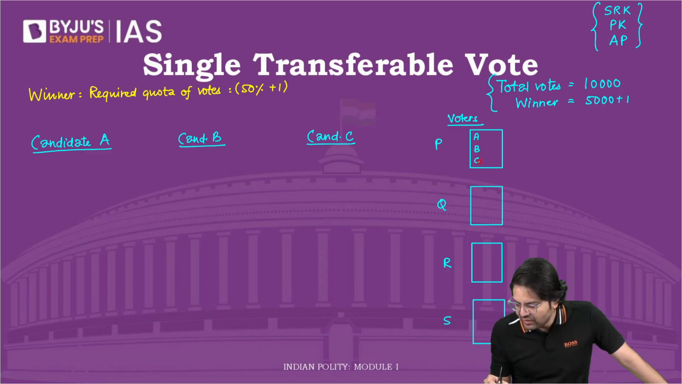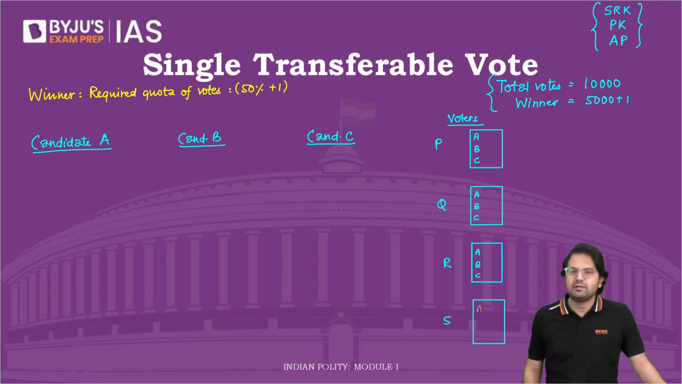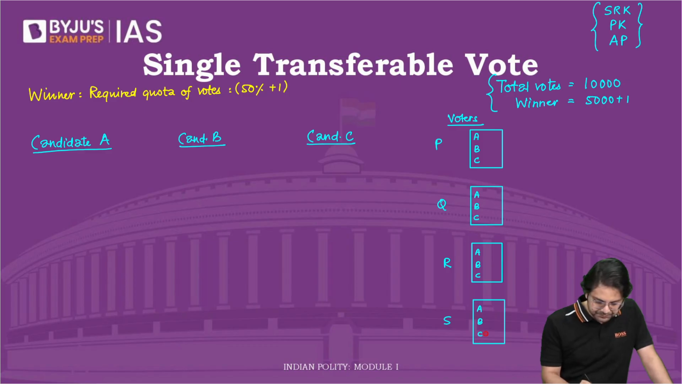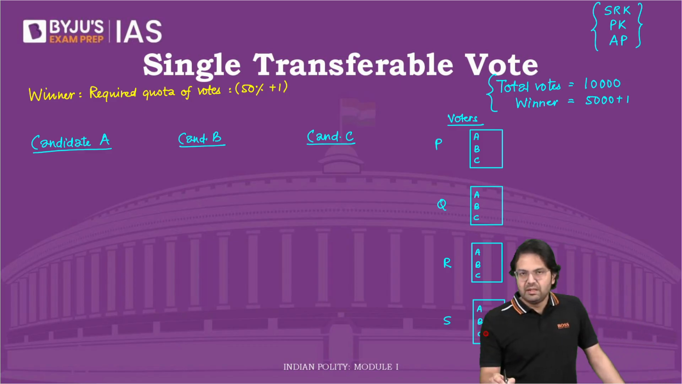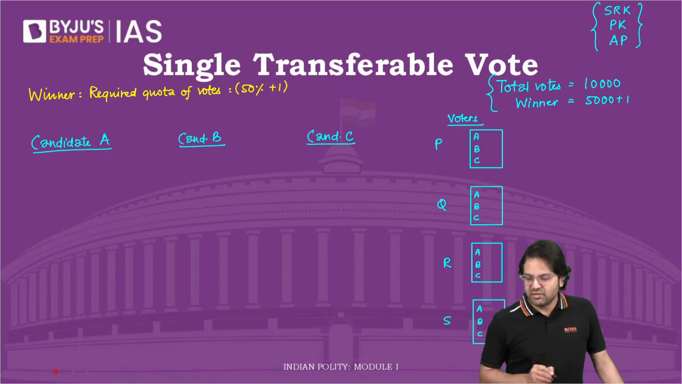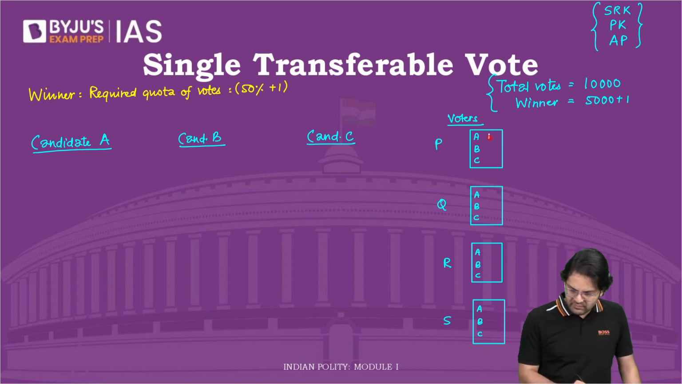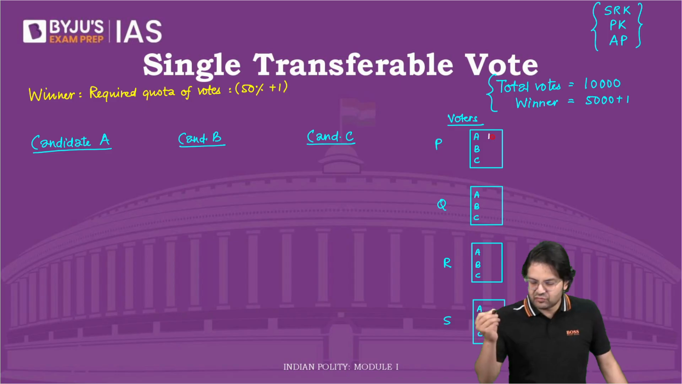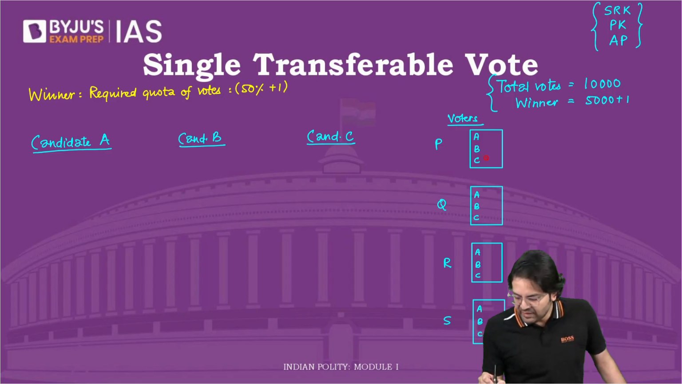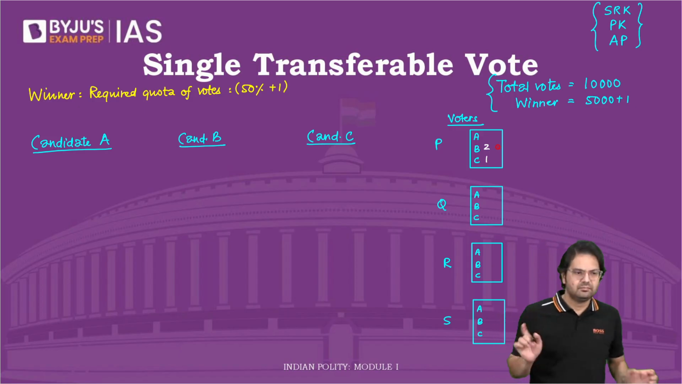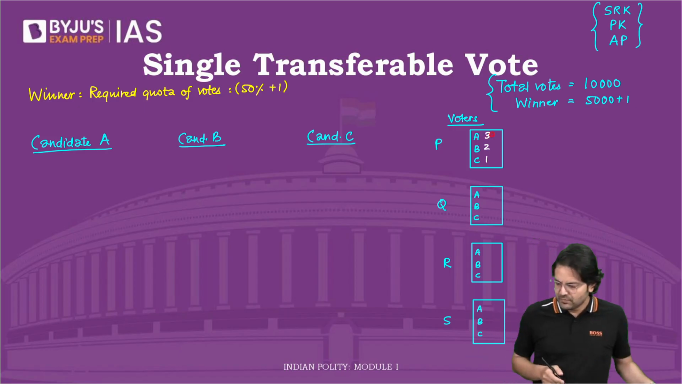So we have seen how a ballot paper looks. In the ballot paper, all these names are marked. Yes or no? Now, Mr. P will mark his vote. Mr. P says C is my first choice, B is my second choice, and A is my third choice. Clear? His life, his rules.